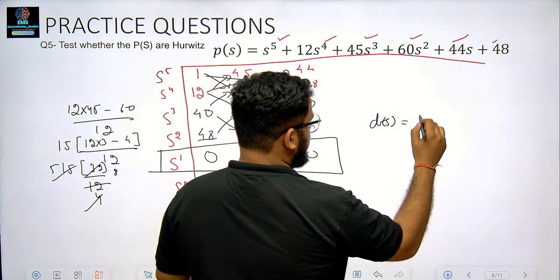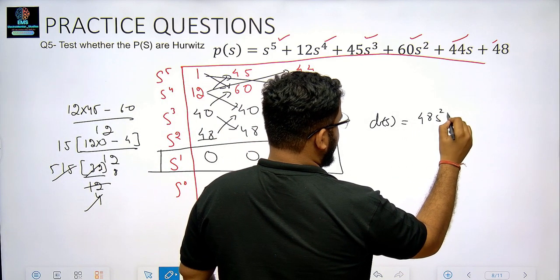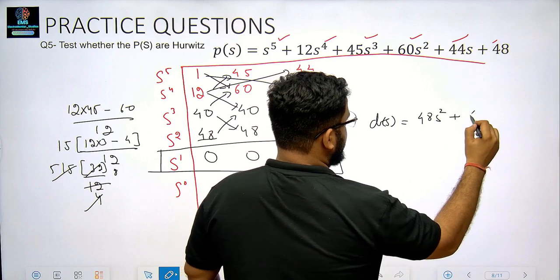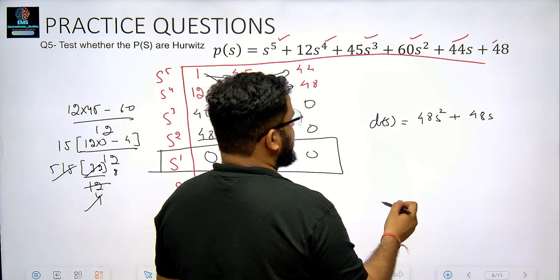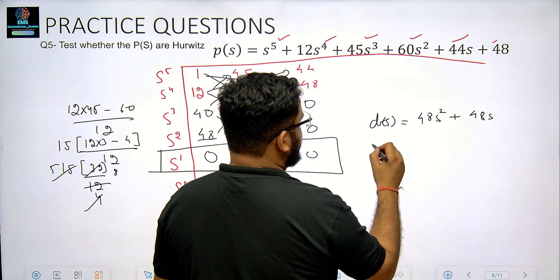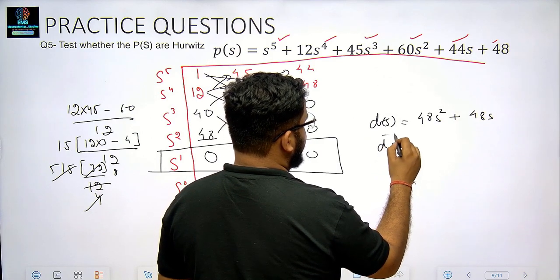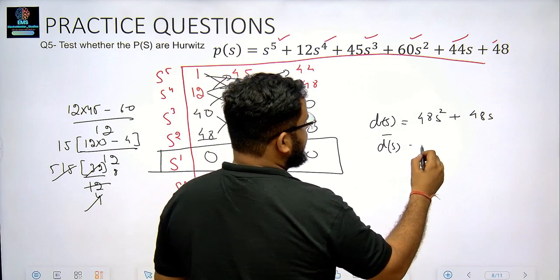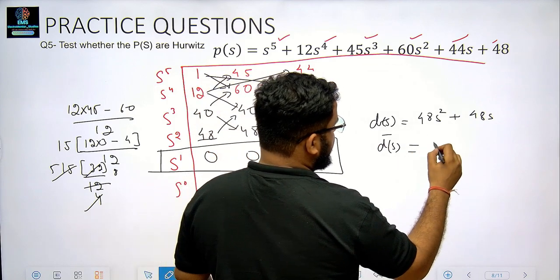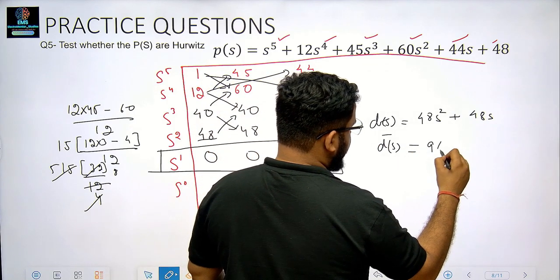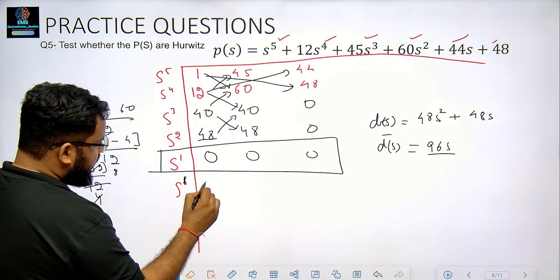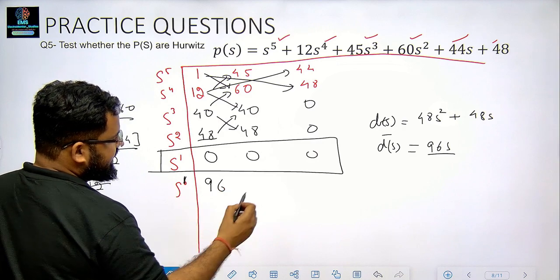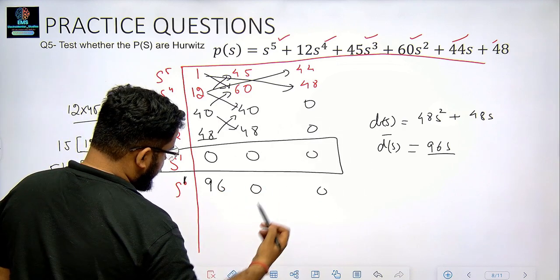So it is nothing but 48s square plus 48s. We have got the ds. Now to get the term, we need to get ds dash. So d by ds of ds will give this as 96s. So I've got my other term. So my s1 will be 96 and this all becomes 0.